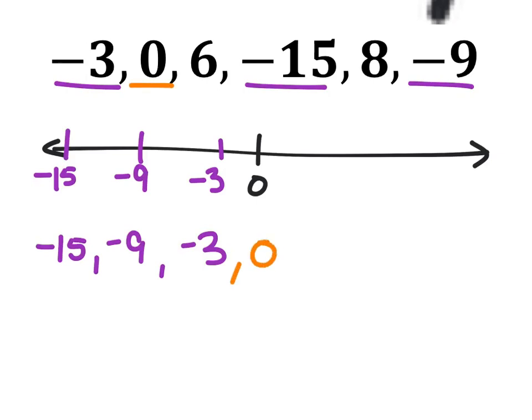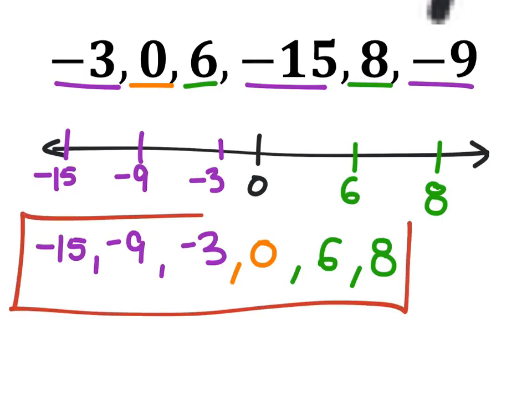Now I look to the positives, and I've only got two of them, right? 6 and 8, and I know 6 is less than 8 because it's farther to the left on the number line, so the next in order from least would be 6, and then our greatest number in this list is 8. And this would be the answer for this problem.